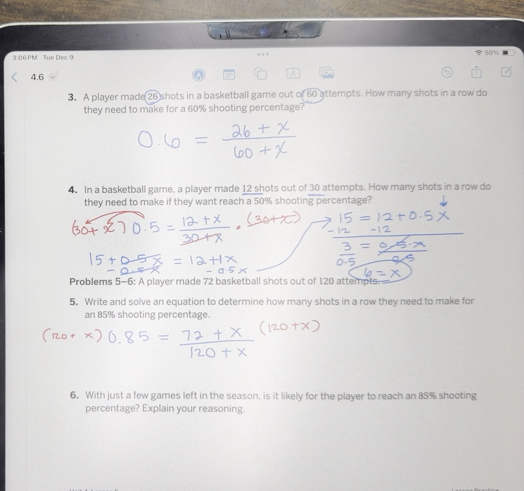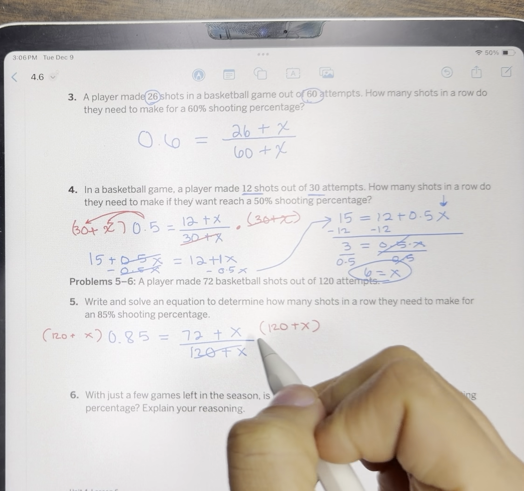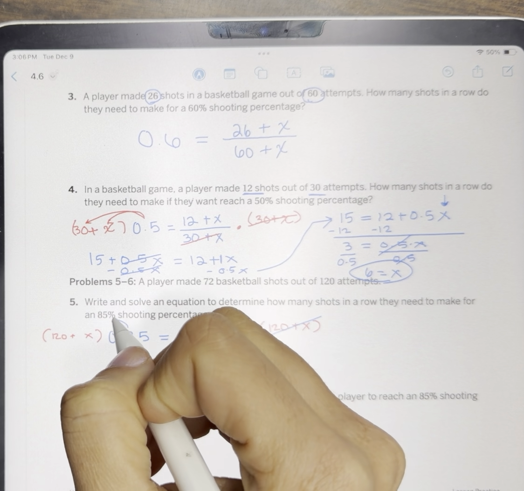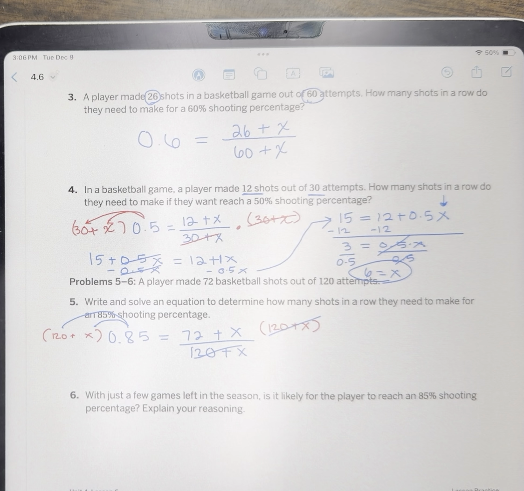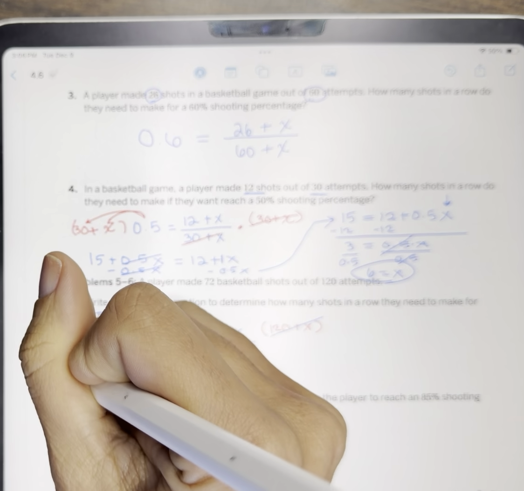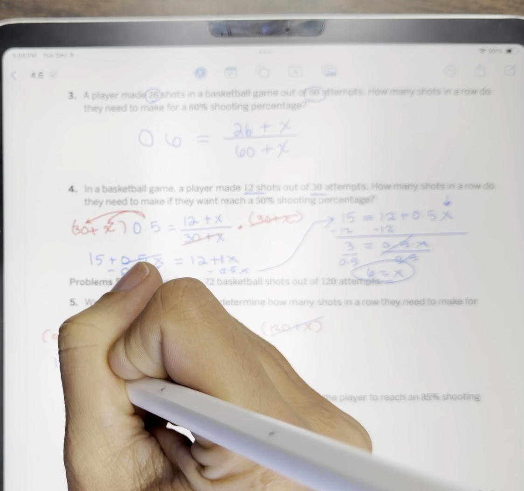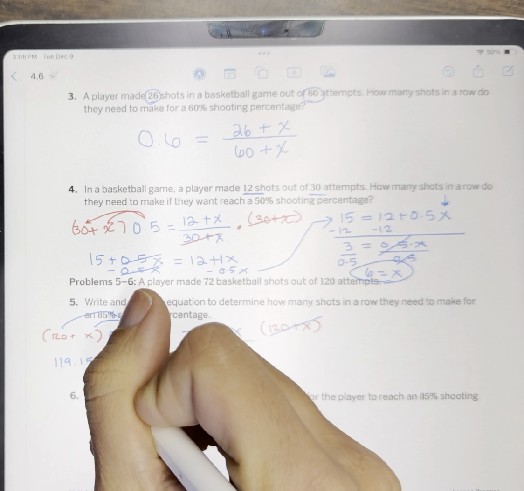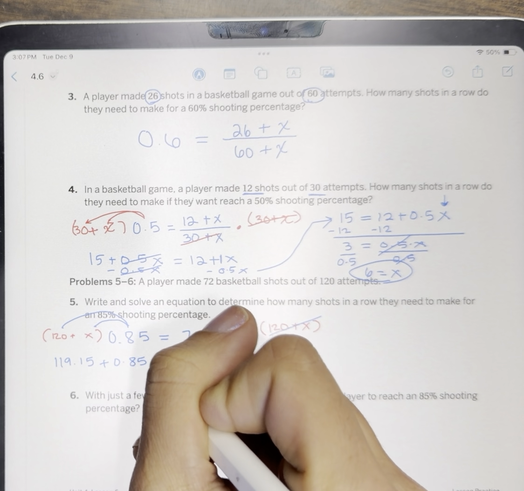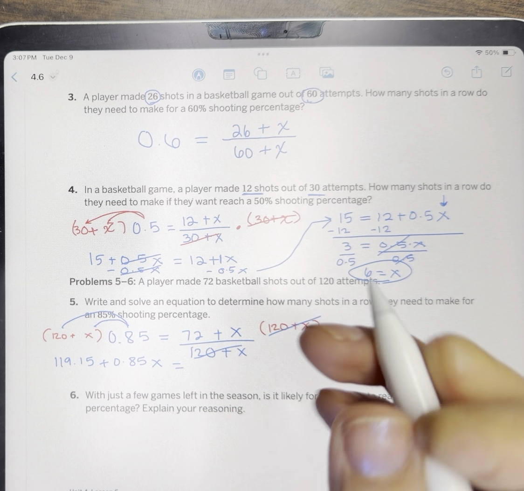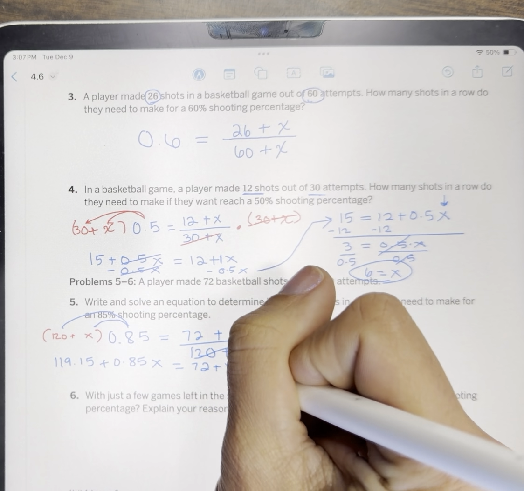Now, on the right side, they cancel. And on the left side, I must distribute. And 120 times 0.85. Oh, that one I could have done. Actually, no, I couldn't have. It's 119.15. And then 0.85 times x is 0.85x. And it will equal the 72 plus x that's left on that side.